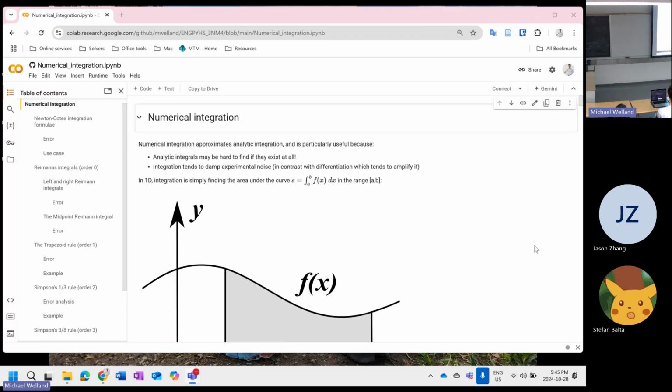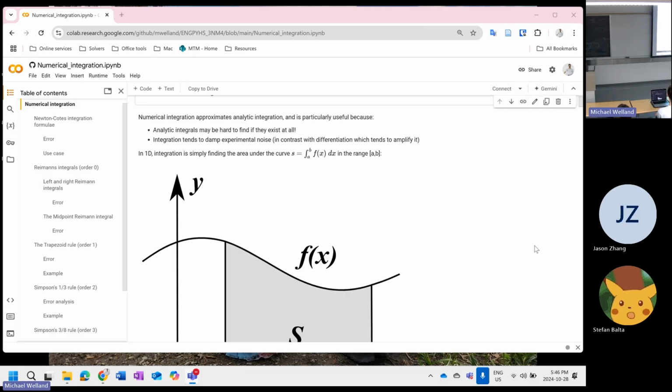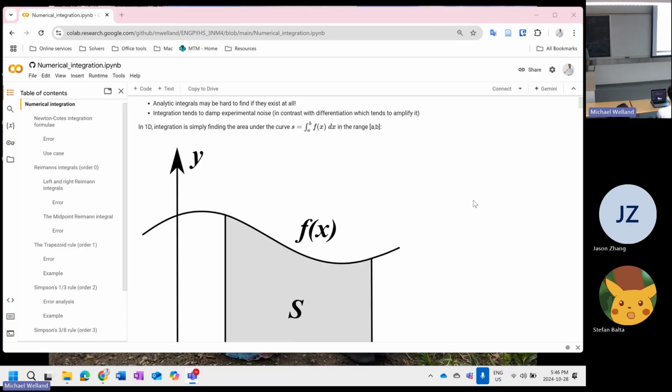All right. So why do we want to do numerical integration? Let me turn up the brightness because apparently laser eye didn't work that well. It is particularly useful because analytical integrals may be hard to find or they just might not exist at all. Complete possibility. Integration also tends to damp the experimental noise, whereas differentiation tends to amplify it, right? The whole reason it does that is because you're just summing stuff up, right? So if you sum the answer and then the answer minus a bit, you've actually canceled out those errors. So that's pretty cool. In 1D, integration is simply finding the area under a curve.